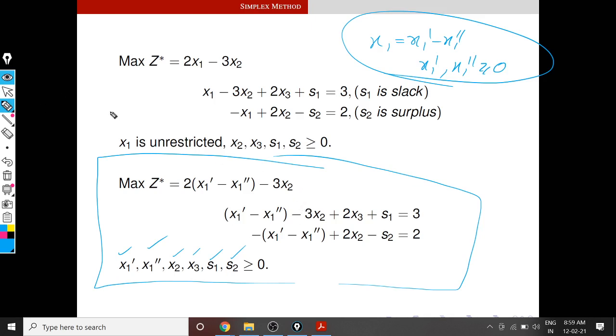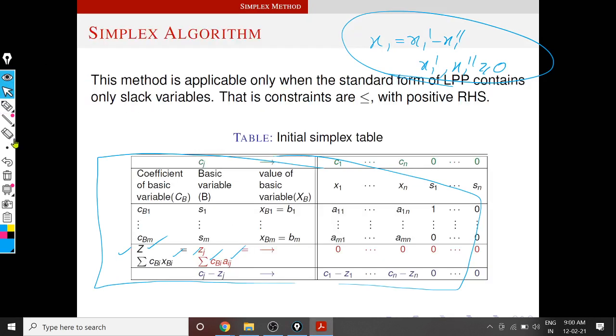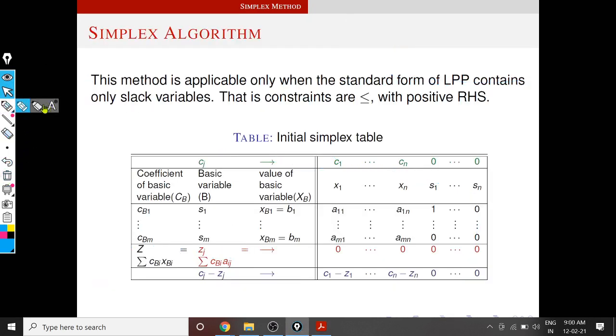Okay, next we are going to see how to solve a standard LPP using the simplex method.